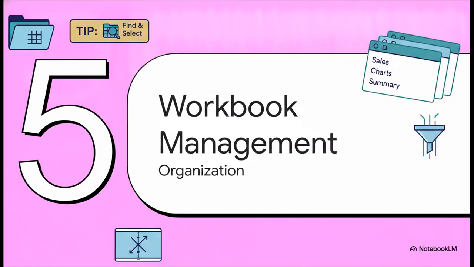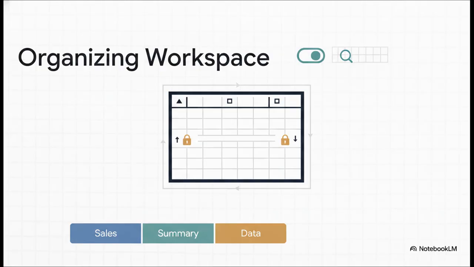Section 5. Managing your Excel workbook. Let's talk organization. As your workbook grows, keeping it tidy is key. You can rename your sheet tabs at the bottom to things like sales or summary, and even color code them. You can also toggle off grid lines or change the zoom level. But keep in mind, these view settings only change your on-screen display. They don't alter the actual data at all.